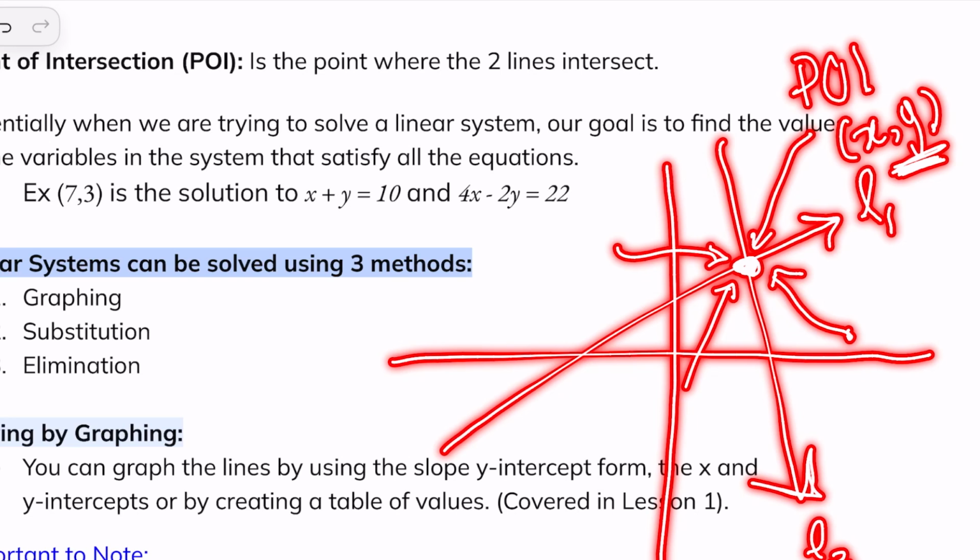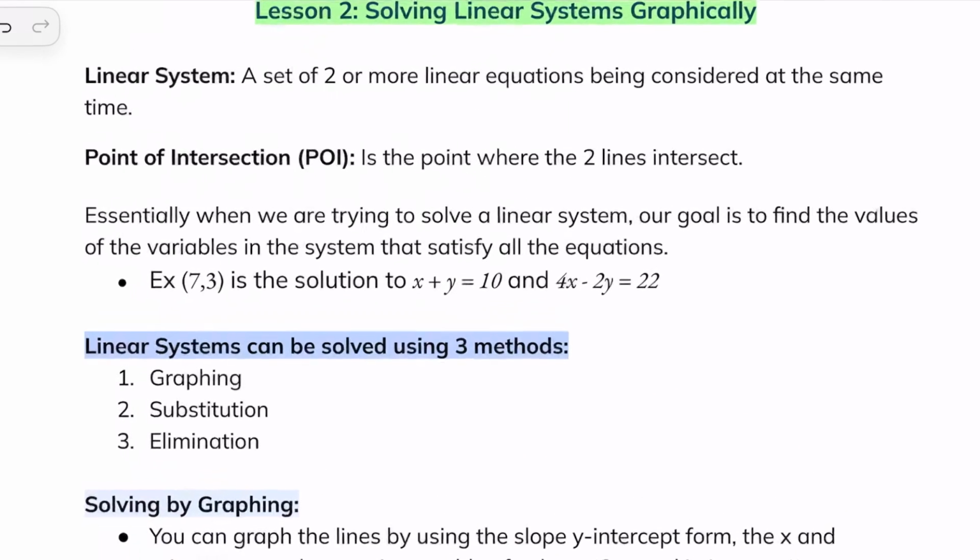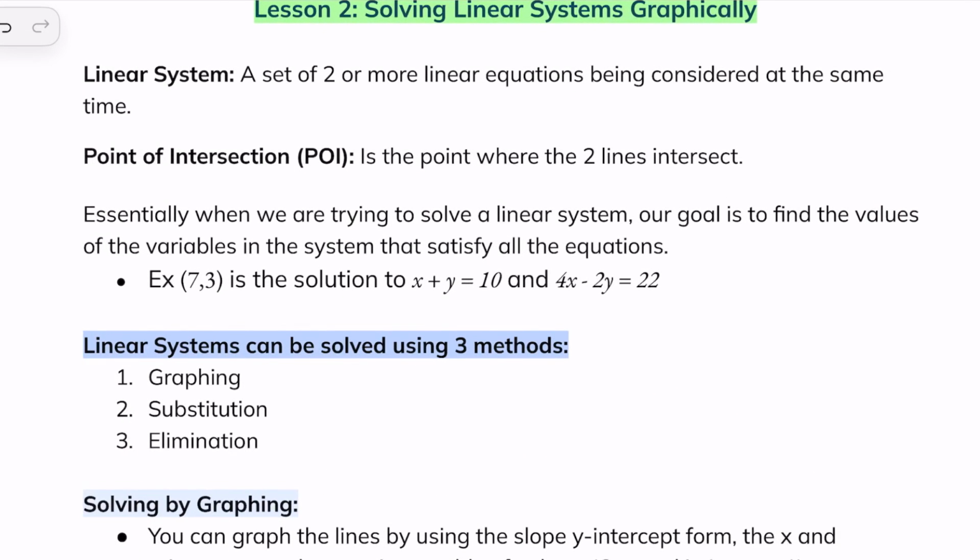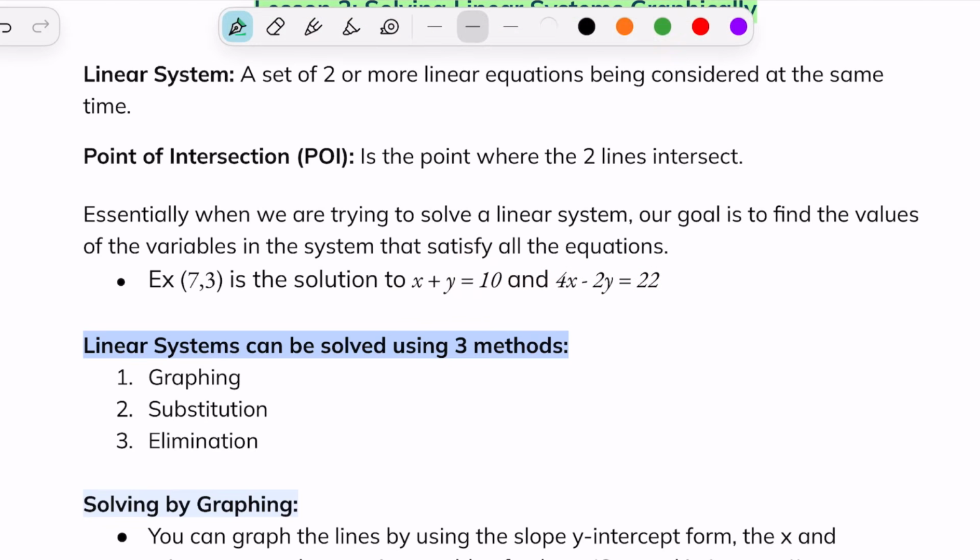All we're going to be doing is solving for the x and y values that satisfy line 1 and line 2, because if you see, this xy point is on line 2 and it's on line 1. So I've given you an example here. The point (7, 3) is the solution to x plus y equals 10, the first line, and this line over here, 4x minus 2y equals 22.